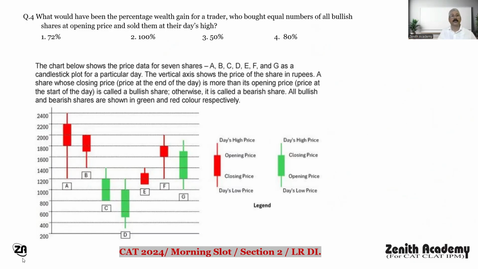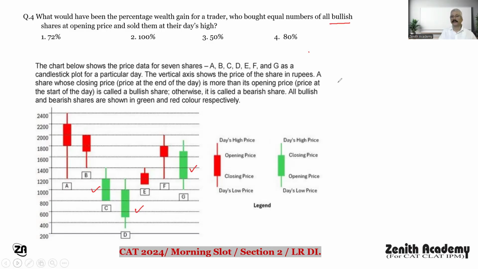Here in this question, what would have been the percentage wealth gain for a trader who bought equal number of all bullish shares at opening price and sold them at their day's high? All bullish means green candle. Okay. So this one, and this one.